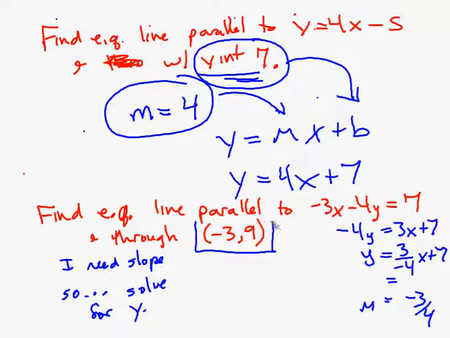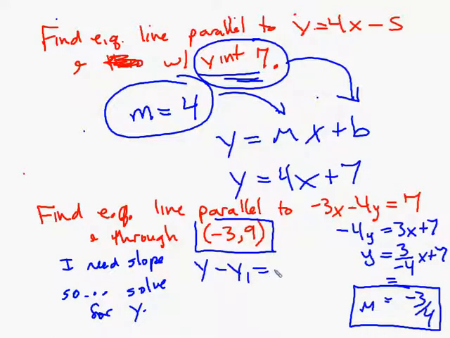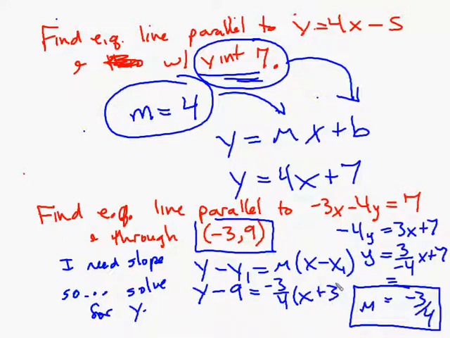I have a point and I have a slope, so which form do I use? Point-slope, right? Do you see how you know which form to use? If I have a slope and an intercept, slope-intercept form. If I have a point and a slope, point-slope form. All right, so y minus y1 equals m times (x minus x1). So y minus 9 equals negative 3/4 times (x plus 3).